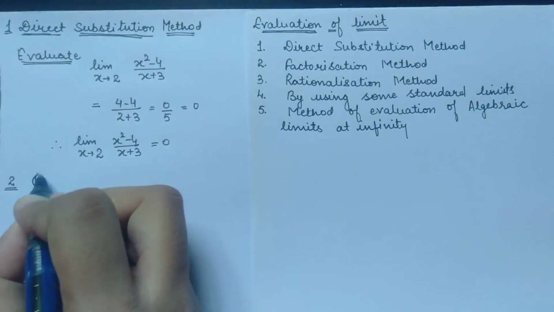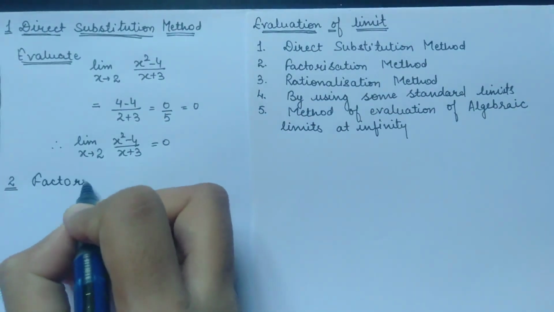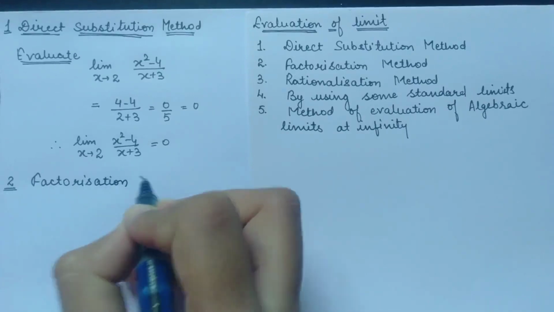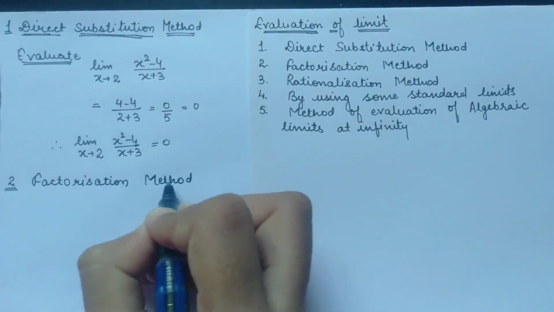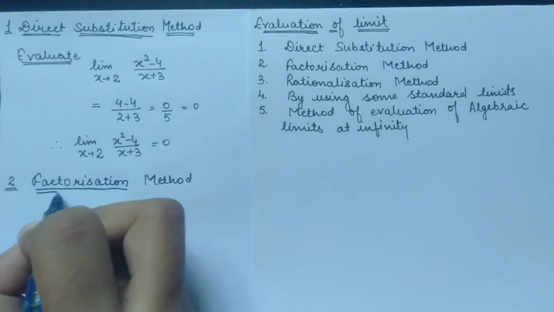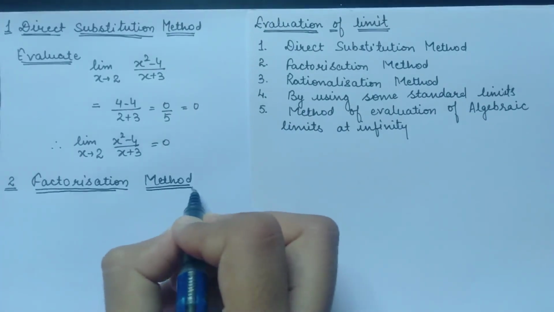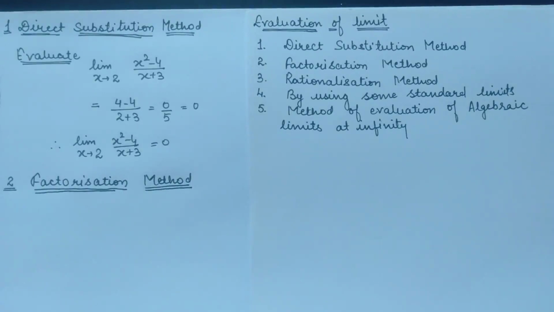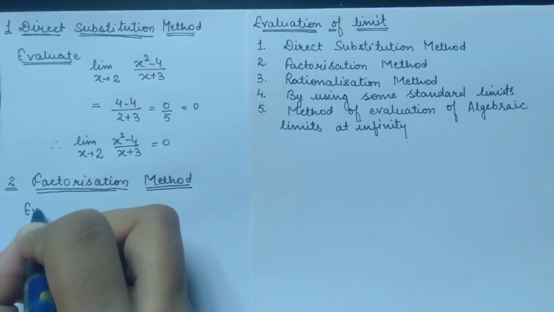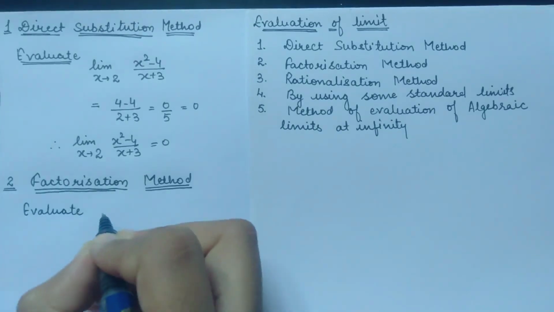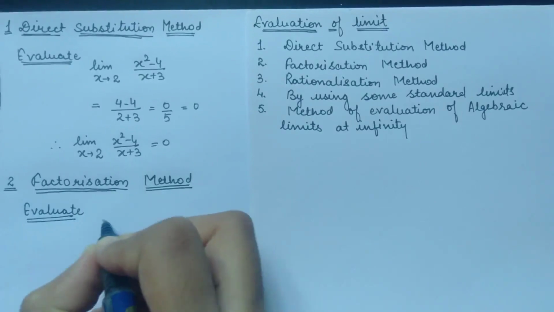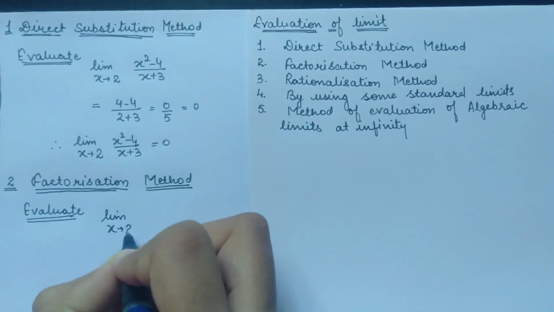Second method is factorization method. As is clear from the name, factorization, if you are given some function f of x divided by g of x on which the limit is operating, first we will make the factors of f of x and g of x if possible. Then the common factors in the numerator and the denominator will cancel out. After that we will substitute the limit in the function. So let us understand the method of factorization with the help of an example.